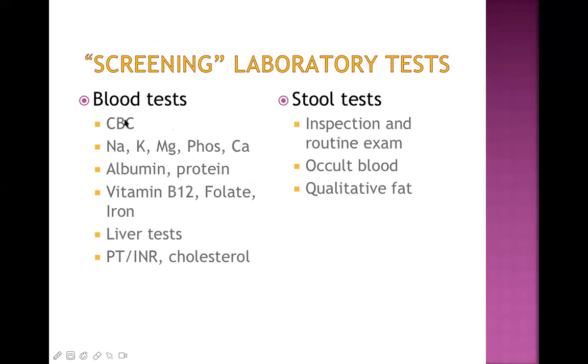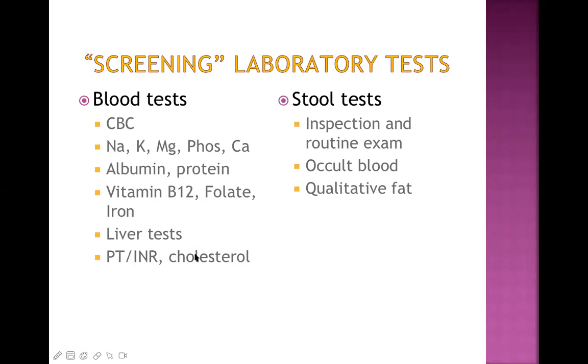Now these are the blood tests: CBC, complete blood count, sodium, potassium, magnesium, phosphate, and calcium. Albumin as well as protein. If you suspect vitamin deficiency, go for vitamin levels, B12, folic acid, iron level; that will confirm whether they are deficient or not. Go for a liver function test if you suspect steatorrhea, because we need to make sure the liver is functioning well and producing enough bile. And then PT, INR, and cholesterol.